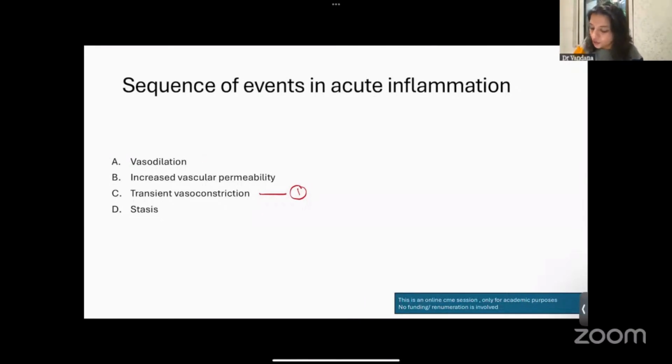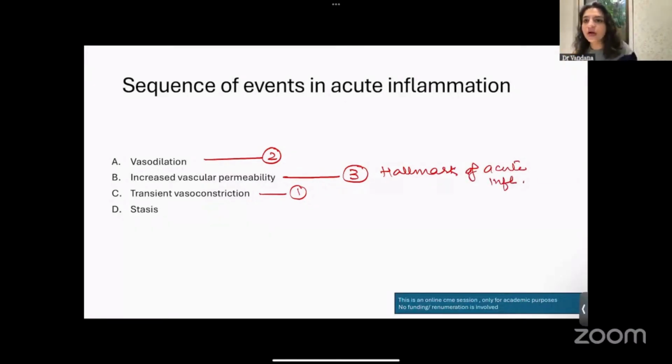This is followed by vasodilatation. Vasodilatation is caused by histamine. This is followed by increased vascular permeability, the hallmark of inflammation. So what is the hallmark of acute inflammation? The hallmark of acute inflammation is increased vascular permeability. Remember that is the hallmark.